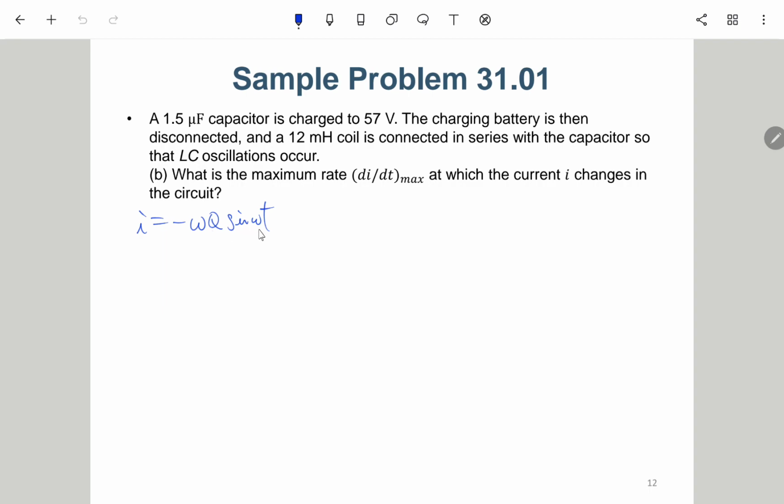Okay, so actually we have derived that before. So we can just take the derivative dI/dt to be negative omega Q. The derivative of sine becomes cosine of omega t, and then with the chain rule we have another omega, so we have omega square here.